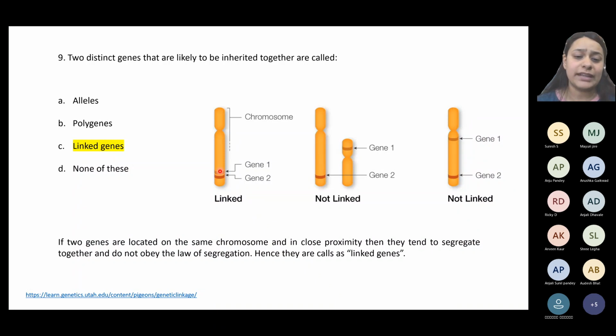But if they lie very close to each other, then the probability of a recombination at this particular locus is very low. It is almost negligible. So that is why these two genes, which lie very close by, will always move on to the next chromosome together after recombination. So they will be linked.